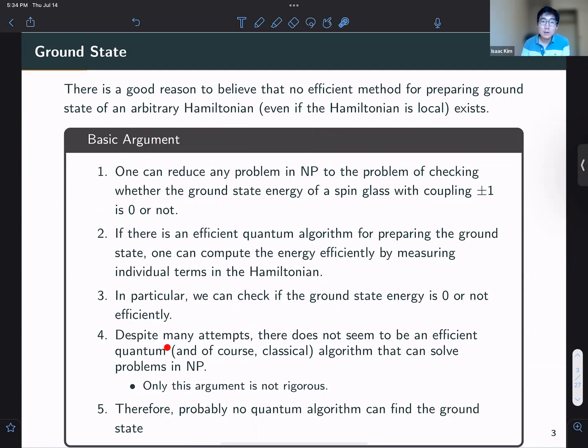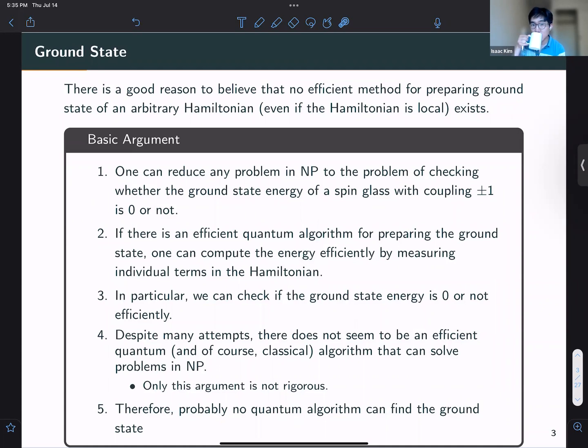And here's the part that is not completely rigorous, but plausible. It turns out that despite many attempts, there does not seem to be an efficient quantum or classical algorithm that can solve all the problems in NP efficiently. So this is a fact, we don't know such algorithms. That said, we cannot prove that such an algorithm does not exist. But the evidence suggests that there probably is no general purpose efficient algorithm for solving problems in NP, even if you have a quantum computer. So most likely, there's probably no quantum algorithm that can find the ground state of an arbitrary quantum many-body system. Yeah. Question?